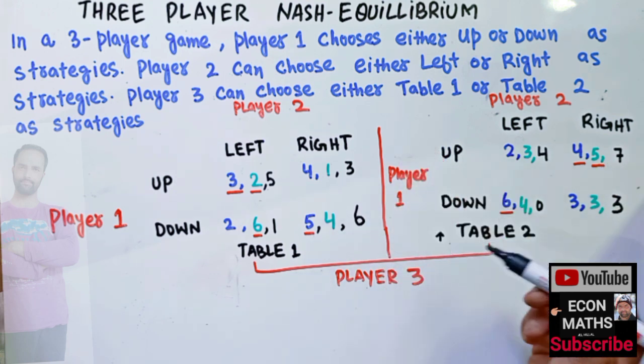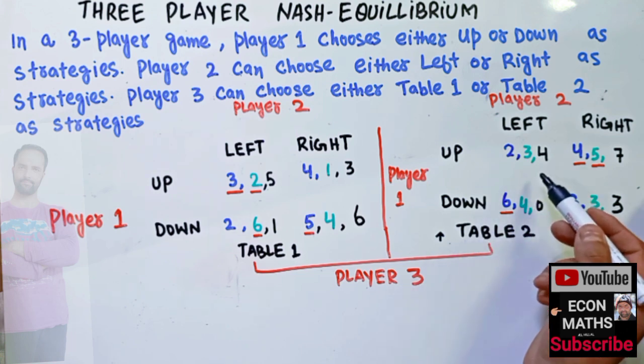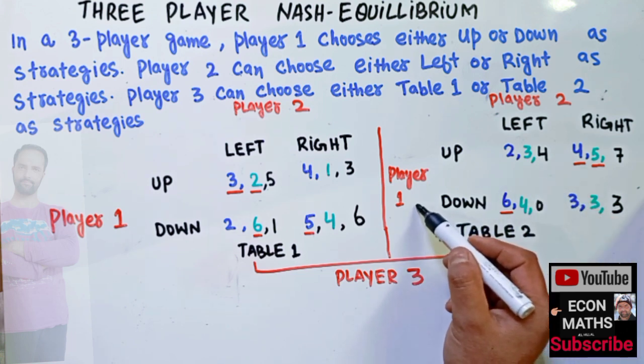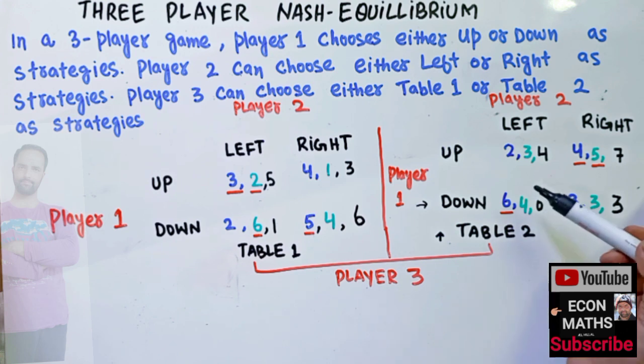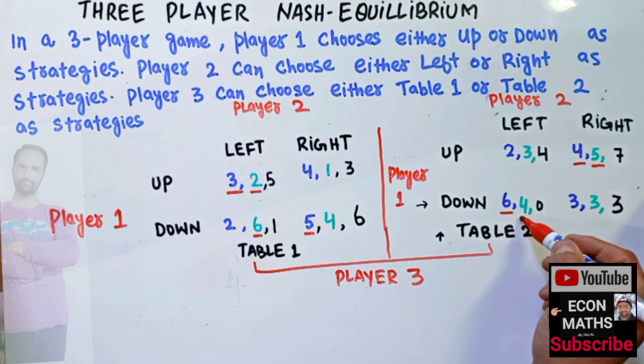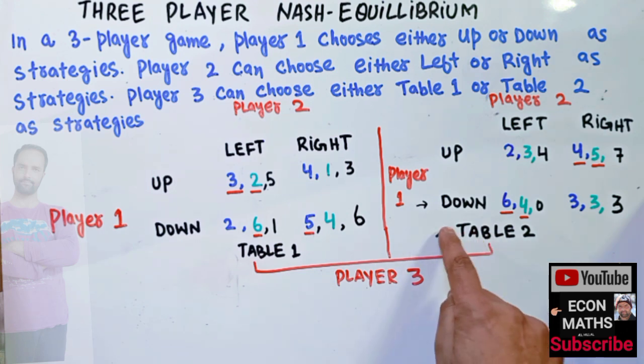Again player 3 chooses table 2 and this time player 1 chooses down. This time also player 2 has two options, either to go left or go right. Left gives him 4 as payoff, right gives him 3 as payoff. Obviously 4 is greater than 3, he will choose 4. Okay, we are done with player 1 and 2. Now we need to find out the optimal strategies for player 3.